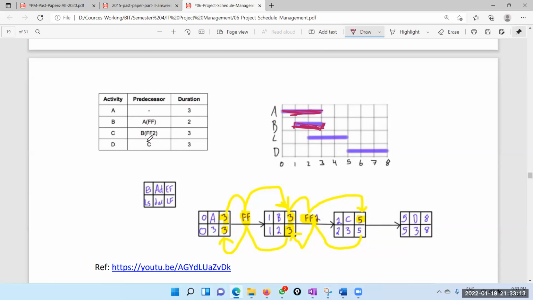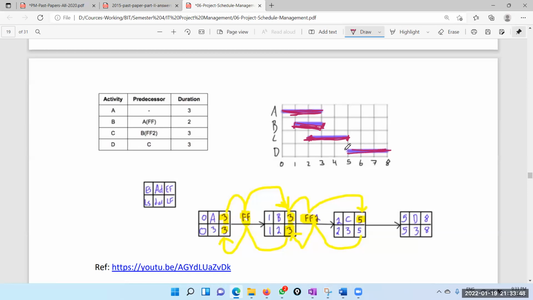C again finish to finish with B. That means you can't finish C until B is finished, and only two days after B is finished. If B finishes here, C can finish two days after. Now D depends on C. It's a regular thing. That means as soon as C finishes we can start D. There's no lag. As soon as C finishes, D can start, 3 days.